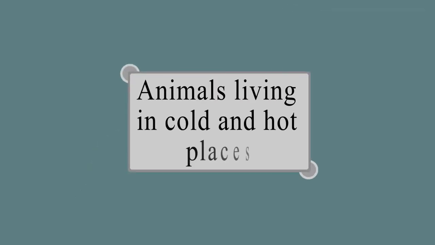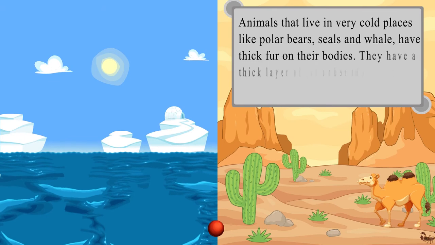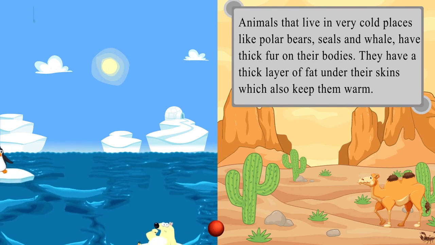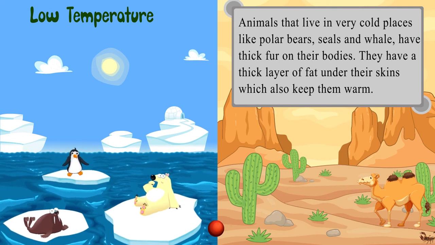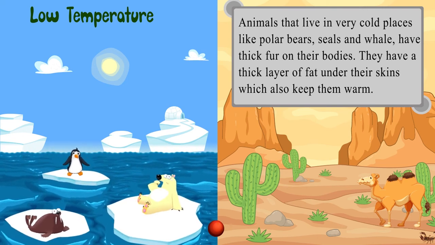Animals living in cold and hot places. Animals that live in very cold places like polar bears, seals and whales have thick fur on their bodies. They have a thick layer of fat under their skins which also keeps them warm.